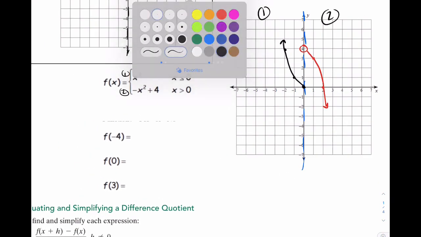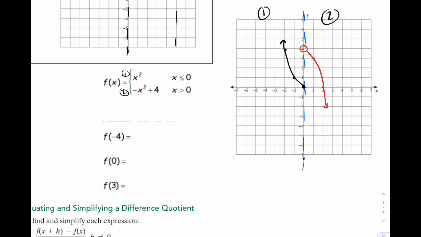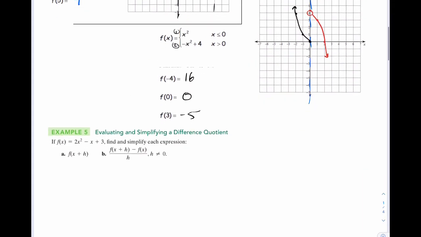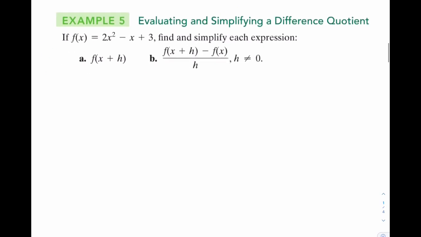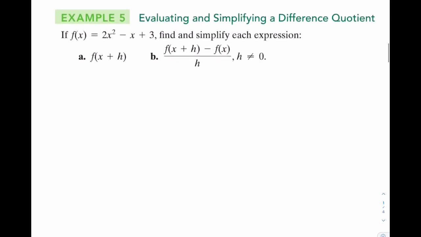Now we just plug in points to get the rest. F of -4, plug into your top one since that's a -4 and it's less than 0. That's 16. F of 0 would be 0. And f of 3, plug in 3 right here, -5. So that's a quick recap of piecewise functions. Now we're going to do something called the difference quotient. And this is super important for calculus especially.